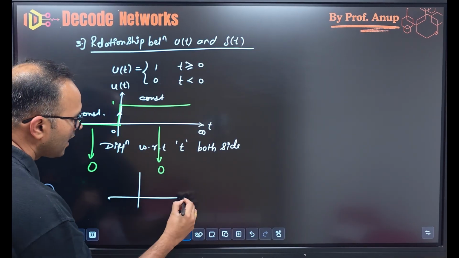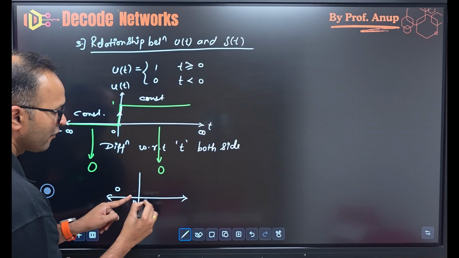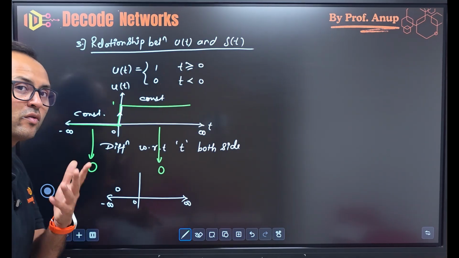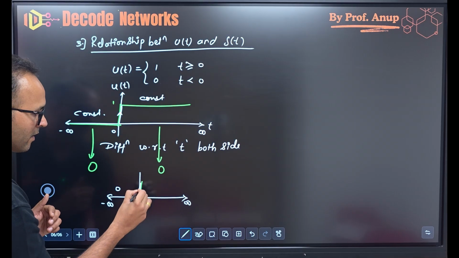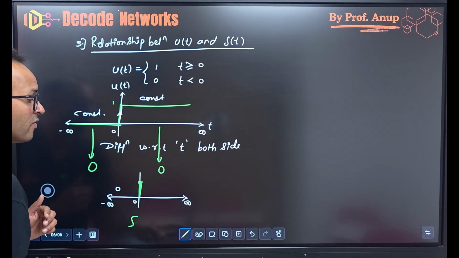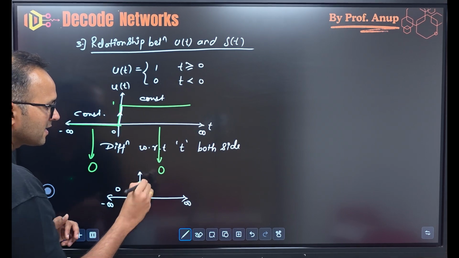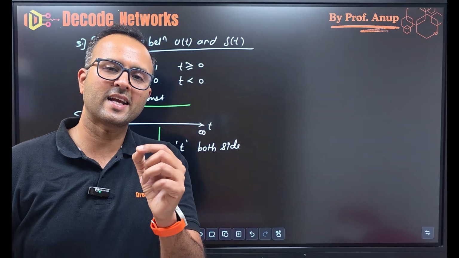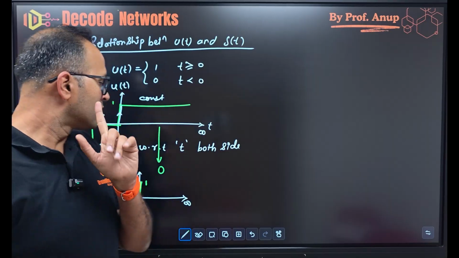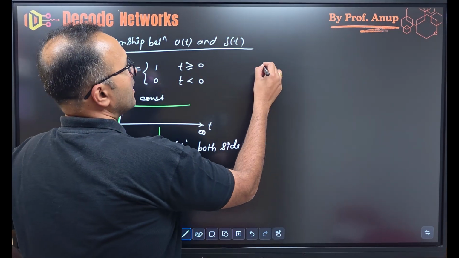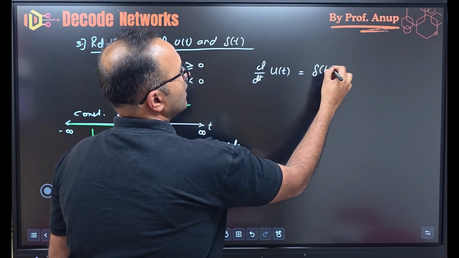Understand, students, you got 0 from minus infinity to 0, and from 0 to infinity, again it is 0. So where does the change happen? Change happens only at 0. So which is that signal? From 0 it went to an amplitude of 1, right? Which signal gets an amplitude of 1 at 0? Only one signal, that is the impulse signal. So I can say differentiating U of t, you simply get del of t.